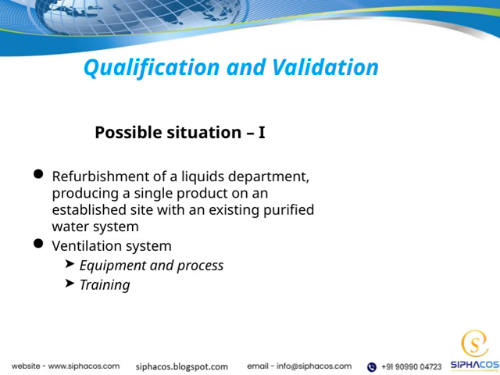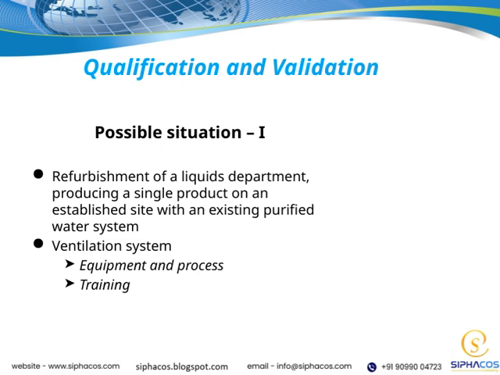First, the ventilation system. It's crucial to ensure that the ventilation is properly designed and maintained to prevent contamination and to control environmental conditions. Any changes or refurbishments here need to be validated to confirm they meet the required standards. Next, equipment and process. When updating equipment or processes, validation ensures that everything functions correctly and consistently produces the quality product we expect. It's about verifying that modifications don't introduce risks and that the system remains compliant with regulations.